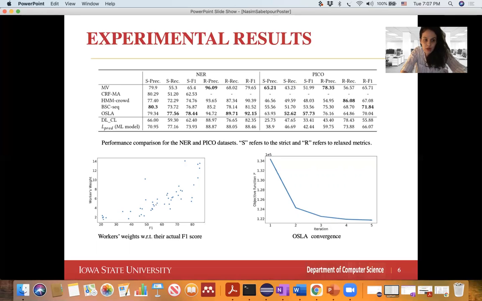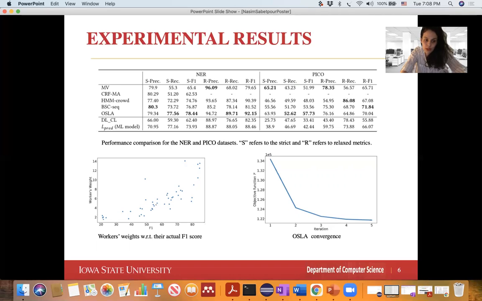Between HMM crowd and BSC-SIG, which are two strong baselines in our research, in general, both of them actually improved the results compared to majority voting by considering workers' reliability. And between these two baselines, BSC performs better on the span level. It shows that the full Bayesian model can capture the transition among sequential labels better.